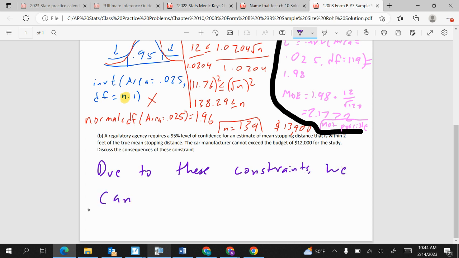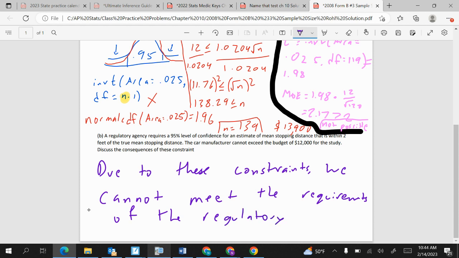we cannot meet the requirements of the regulatory agency.